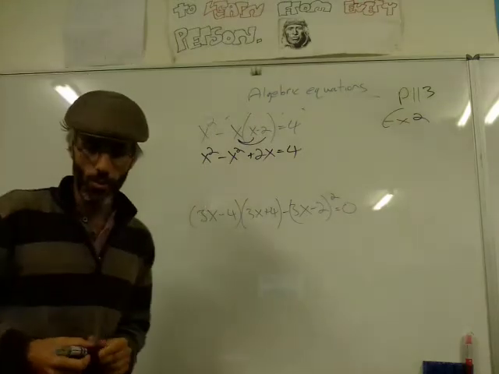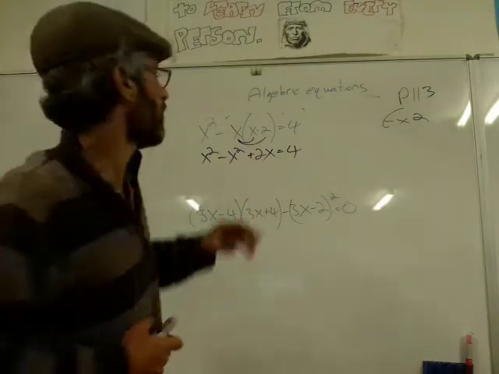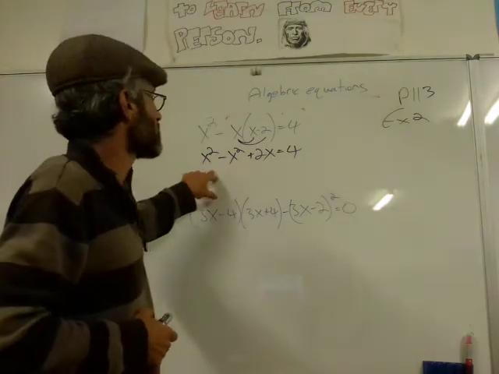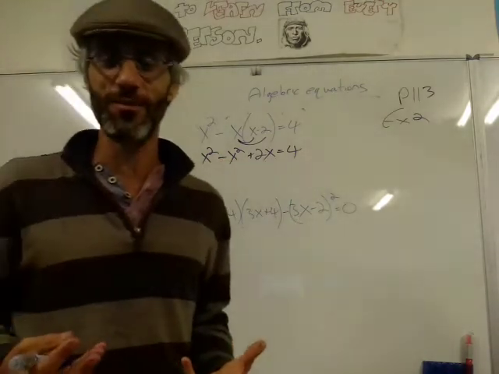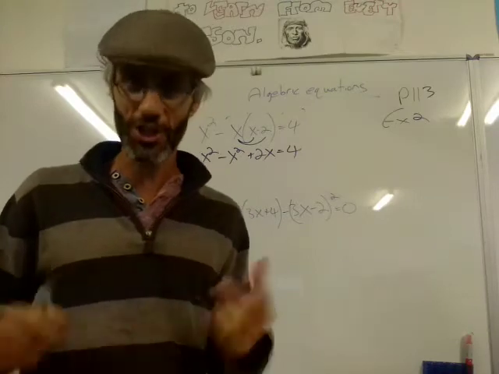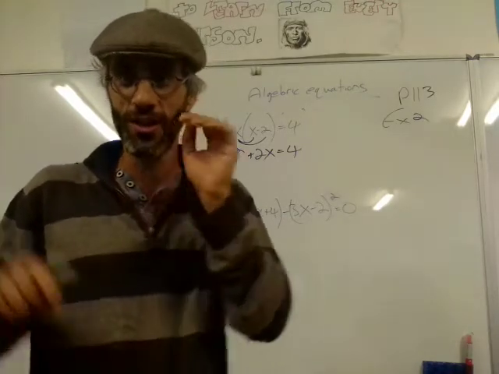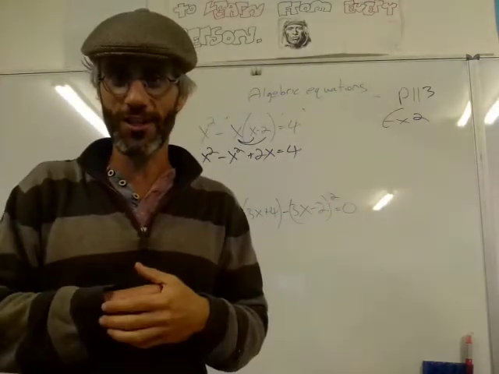Now potentially we have a problem. If you've got x squared and x, these are two different things and I can't solve them this way. There is a way to solve them, and we're actually going to learn it a little later on, but it's a whole different thing. It's called a quadratic equation.